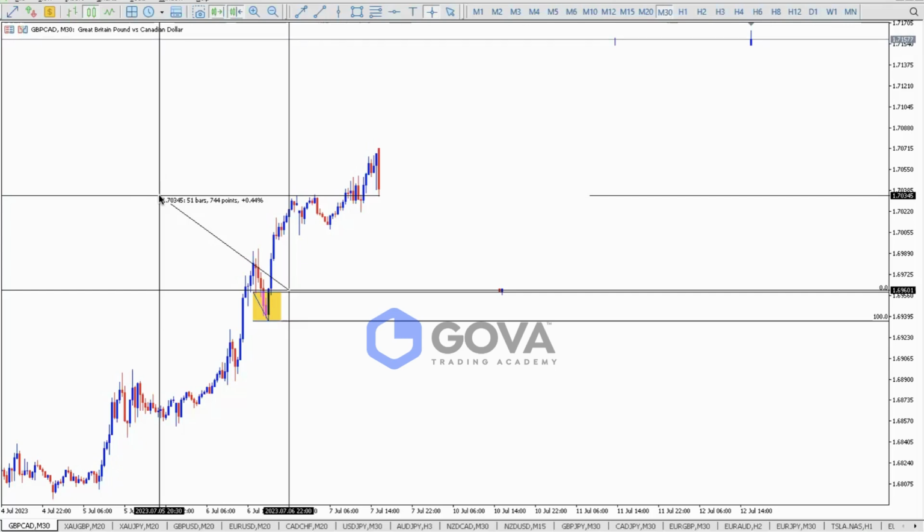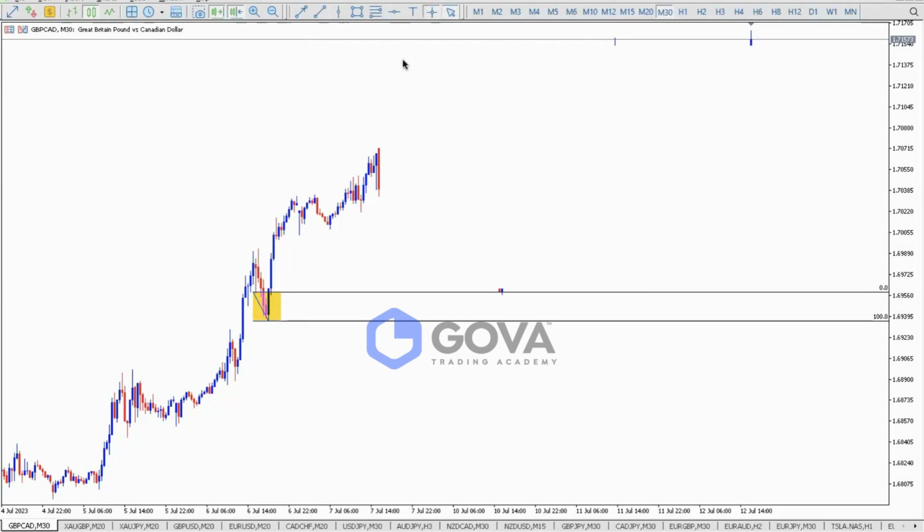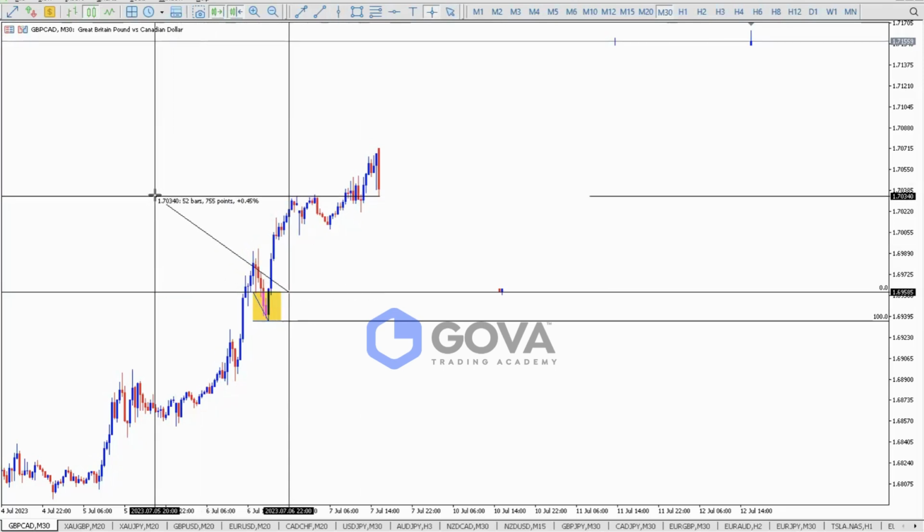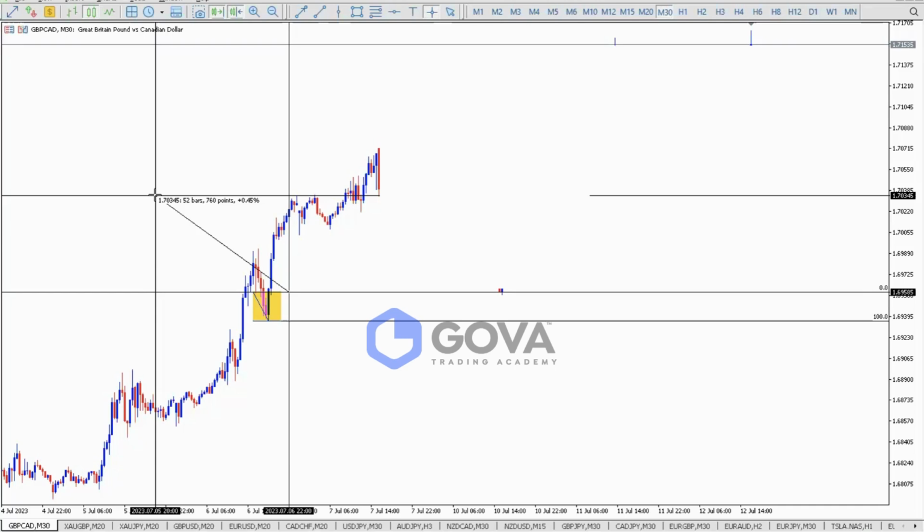Starting from the proximal line. Also, make sure you put the proximal line properly. Make sure it is properly placed on the proximal line. Then let's calculate. You can see this area is 760 points, but in pips, this is going to be 76 pips. The last number here is 0, so we are canceling the last number, which is 0. What we have left is 76 pips.